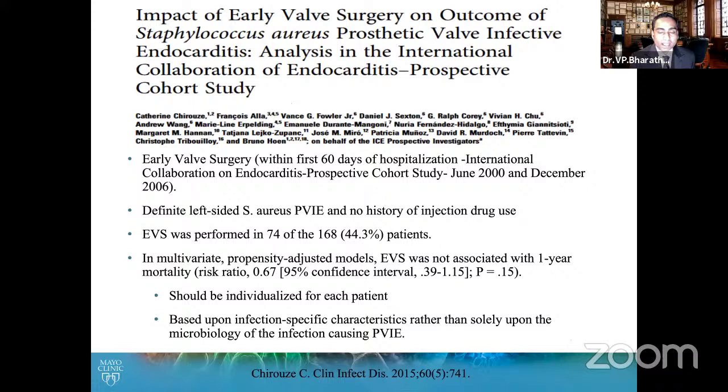In prosthetic valves, especially with Staph aureus, there are some data from prospective cohort studies that early valve surgery improves mortality. Again, these are all small studies, and the decision on whether the patient needs surgery has to be made in the multidisciplinary setting involving the cardiologist, the cardiovascular surgeon, and the infectious disease specialist. So these are all individualized to the patient scenario.